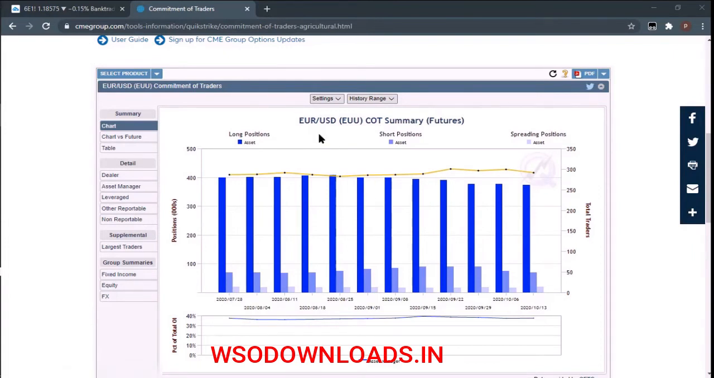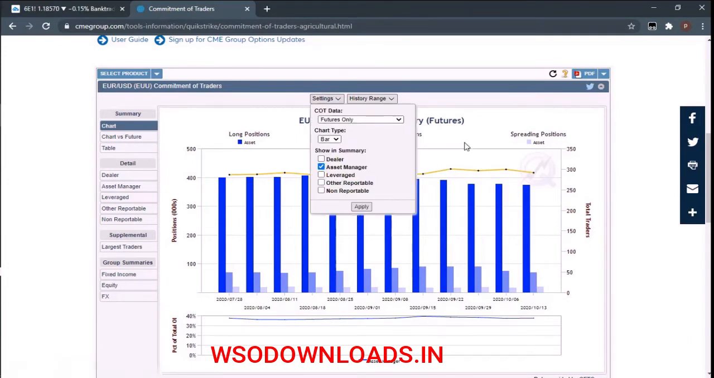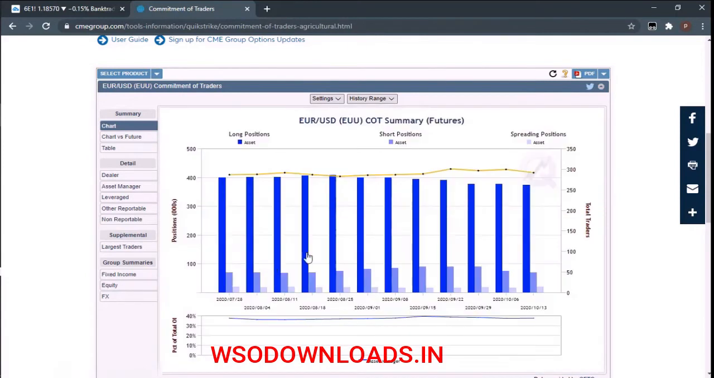So it's still the same method that you need to come here when you're on the website. You just need to uncheck everything and leave just the asset manager, then apply it. Okay, then we're looking at Euro here. We're looking at the Commitment of Traders of Euro.